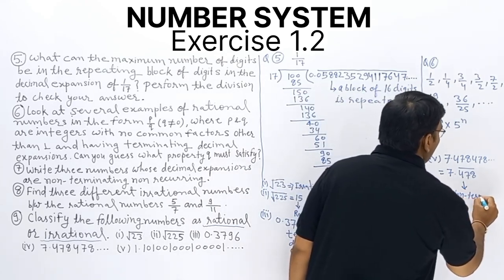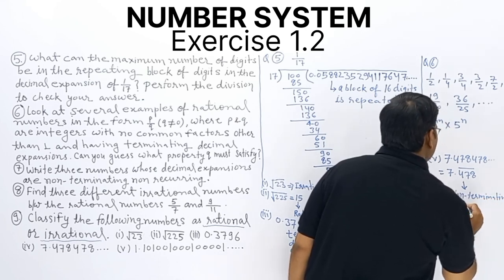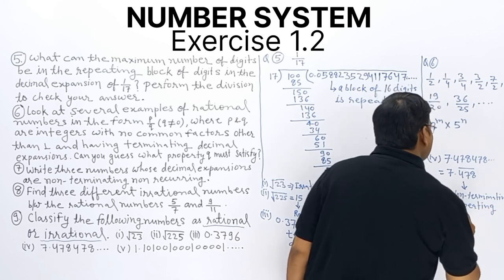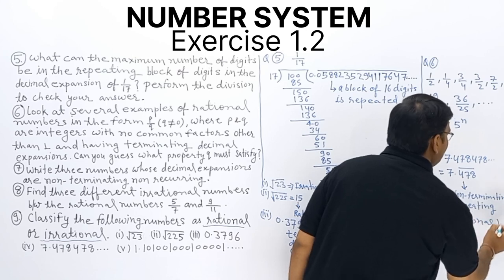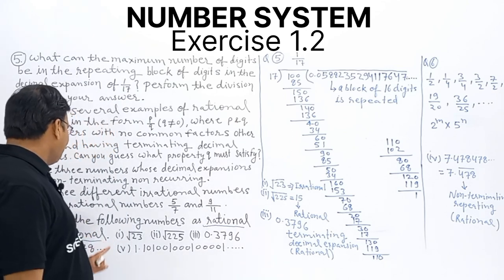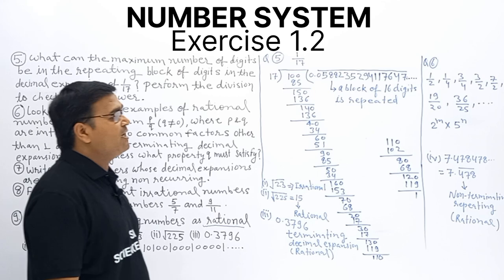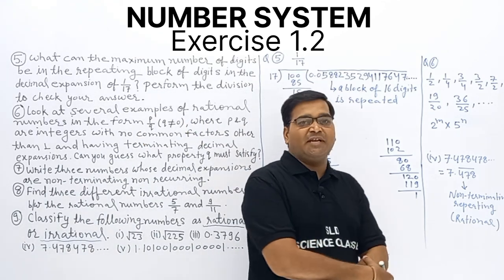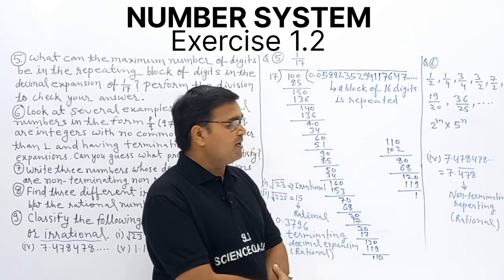Once after the point we get a repeating block, that is called what? Non-terminating repeating. Non-terminating repeating numbers are what? Rational numbers. So in question number 9, the 4th one is rational. Why is this one rational? Because we get a repeating block in the decimal expansion, and that is called non-terminating repeating, or a rational number.